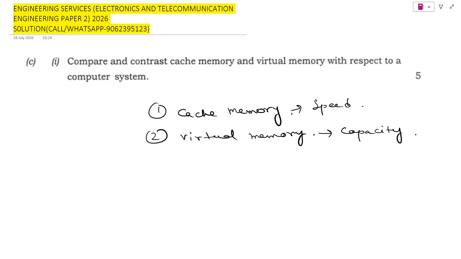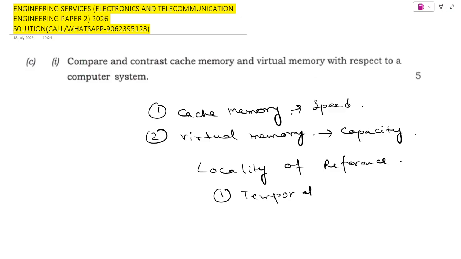Okay, now one interesting point is that both use the principle of locality of reference, but in different ways. There are two types of locality. First is temporal locality: recently used data is likely to be used again. And second is spatial locality: nearby memory locations are likely to be accessed soon. Cache memory directly exploits this locality principle to improve the execution speed, and virtual memory also benefits from locality while managing the memory pages efficiently.